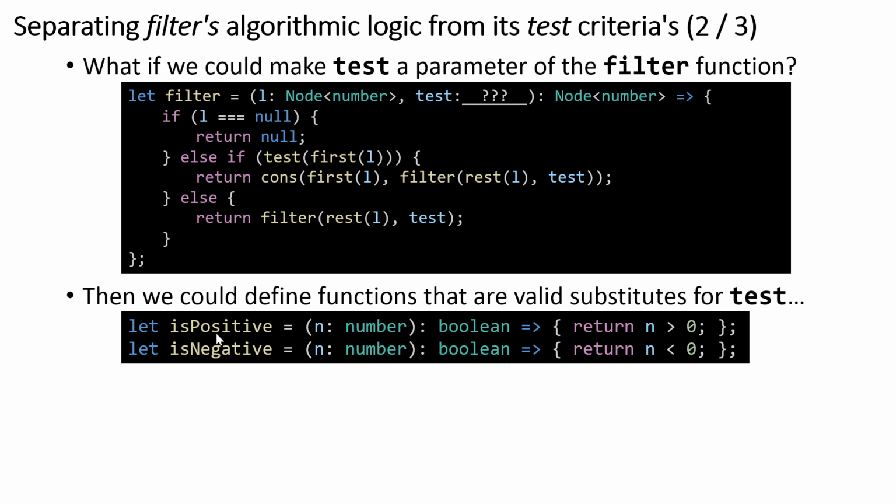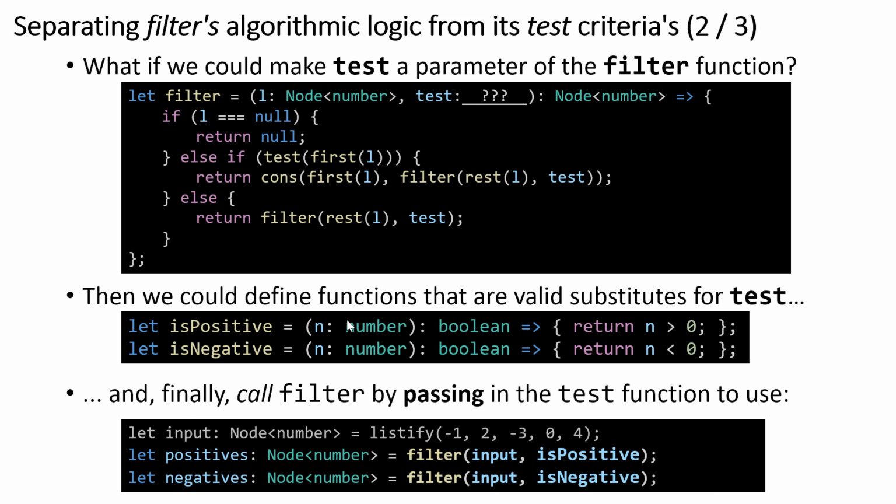So we do know that both of these functions would satisfy the requirements needed to be test if they were just named test, right? So wouldn't it be nice if we could write filter in such a way that we could say, hey, filter function, filter on input, which might be this list of numbers here, -1, 2, -3, 0, 4. And my second argument here is the function is positive. We're trying to assign is positive to the test parameter in this function call, right?